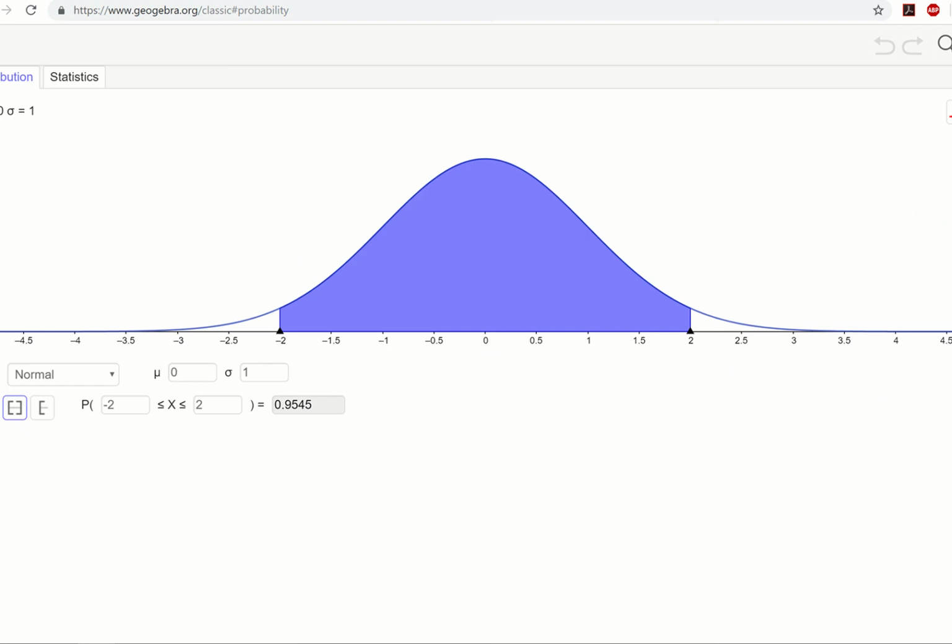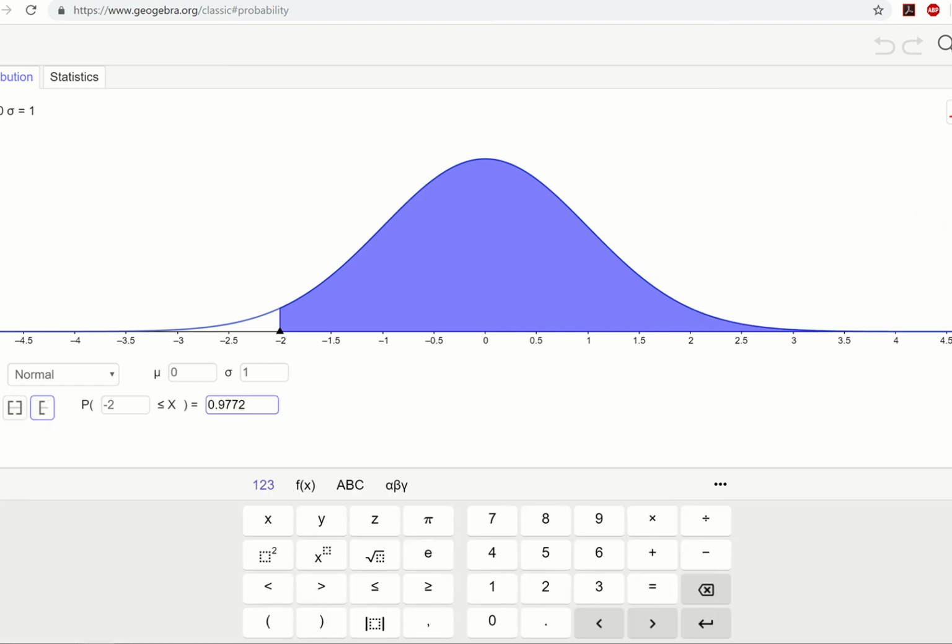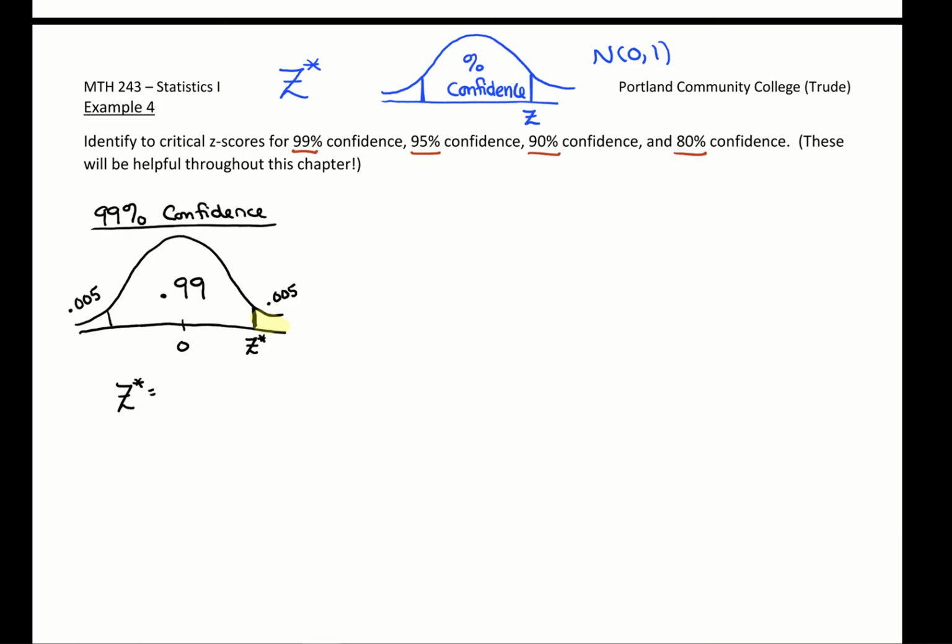So if we go to GeoGebra, find an area to the right, and we want an area to the right of 0.005. And that's a 2.5758. So if we want to use a 99% confidence interval, that's the z-star value we use every single time.